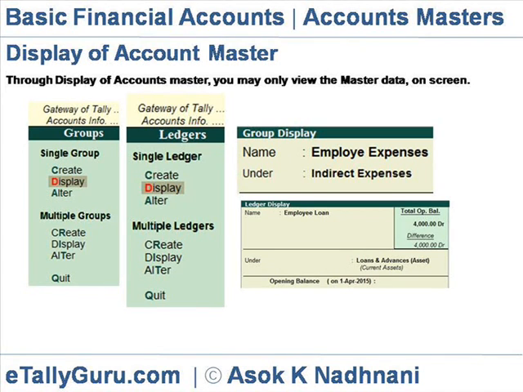The respective account group or account ledger is displayed in the same way as the entry screen. Only primary data as recorded in the first screen of the master is displayed. Secondary data, that is data recorded in a subscreen in the master entry screen of the account master, cannot be viewed through the display option. You cannot modify or delete any group or ledger in display mode.